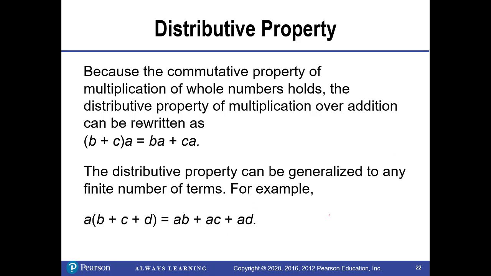We talked about how the distributive property doesn't have to be for just two terms. It could be for any number of terms. So A times (B plus C plus D) is A times B plus A times C plus A times D, and so on. We could have it for 5 terms or 12 terms or 50 terms if we wanted.